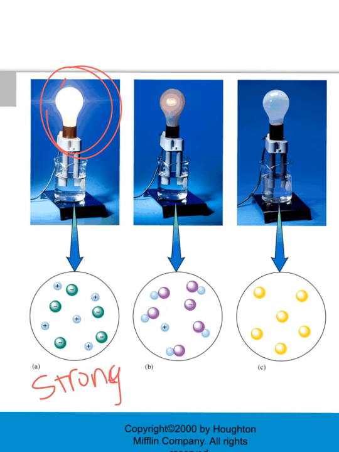electrolyte. Then this middle one here is an example of a weak electrolyte. See how only this particle right here is the only one that's separated. All the other particles are still together. So that's why it's very dim. It does conduct electricity, but not very much. So let's label that one as being weak.